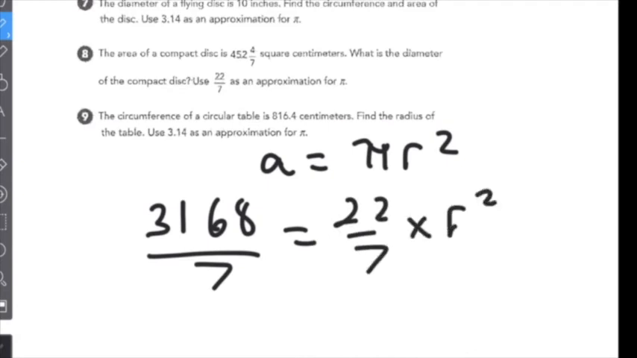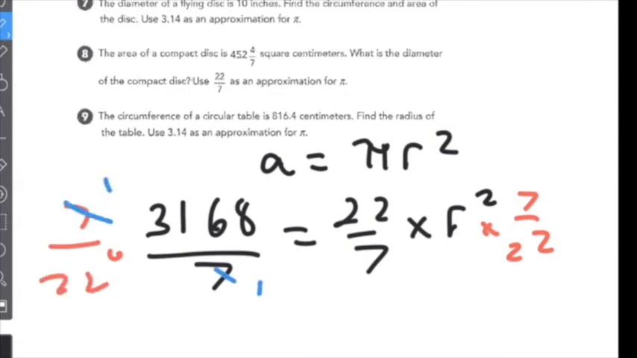So now I need to get rid of the 22 over 7. To get rid of it, we do the inverse operation, which means to divide by 22 over 7, which really is the same thing as multiplying by 7 over 22, which is the reciprocal. So when I do that, I could simplify right away, and then I could take 3168 divided by 22 on my calculator, and I get 144 will equal r squared.